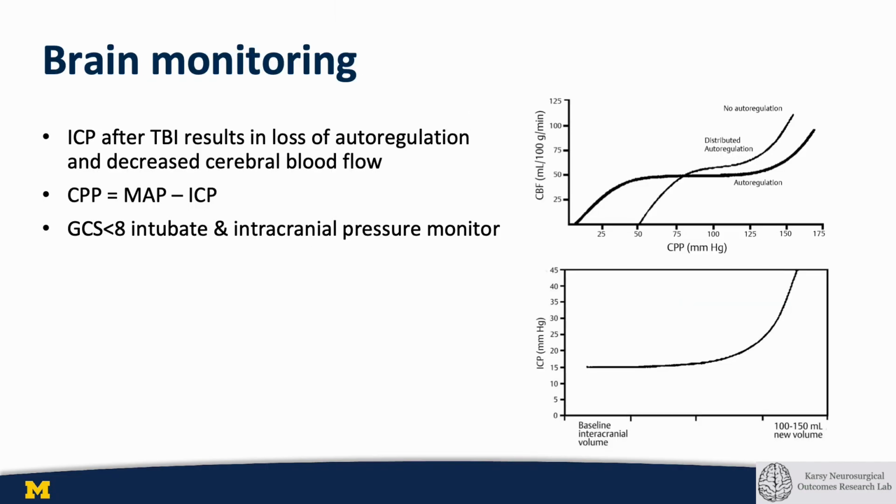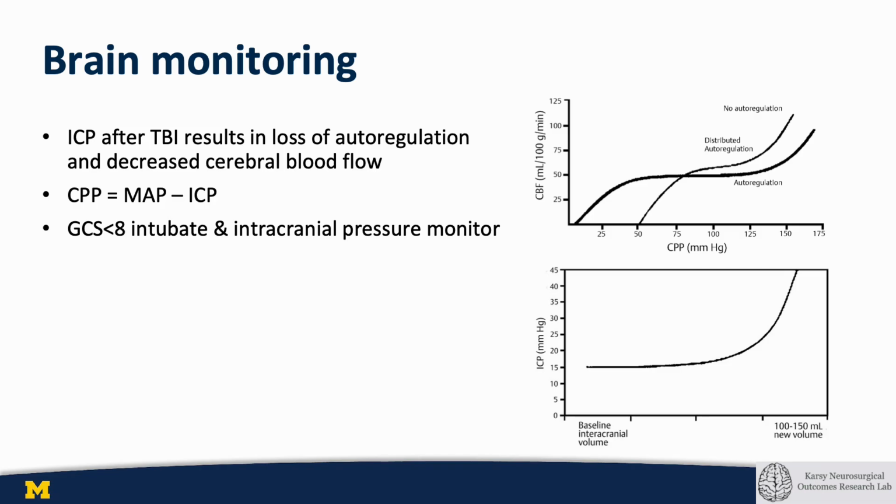Brain monitoring is very important for patients to ensure that there's adequate cerebral blood flow. Intracranial pressure, or ICP, basically measures the pressure inside the cranial vault, which is a fixed space. And during traumatic brain injury, ICP autoregulation is lost, and one can have decreased cerebral blood flow.